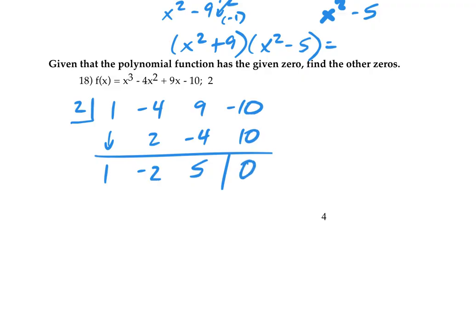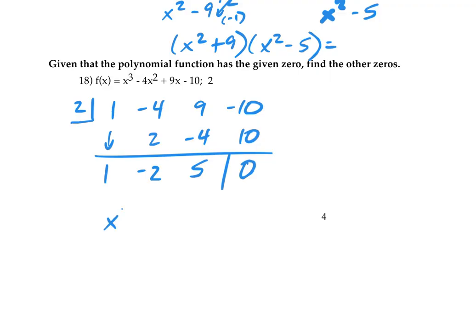Hey, and we've talked about this a couple times. Because they tell me that 2 is a 0, I better get a remainder of 0. Notice the semicolon here. It's separating the function from the 0. I have to get a remainder of 0. If you don't get a remainder of 0 here, you got to go back, right? Make sure you get a remainder of 0.